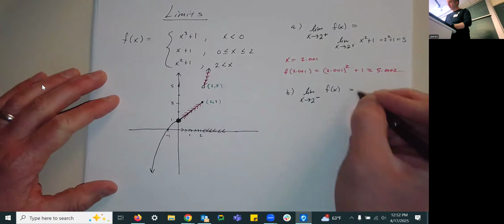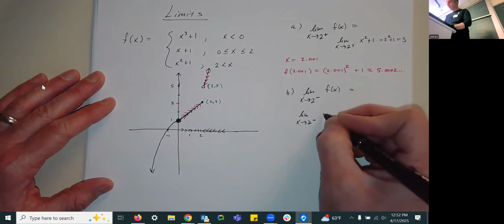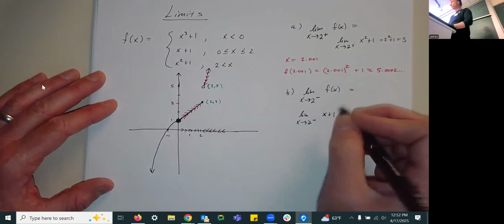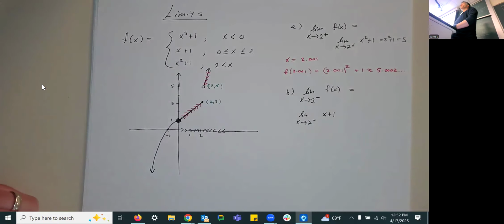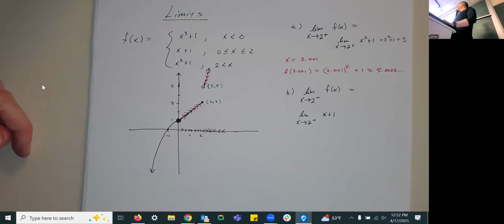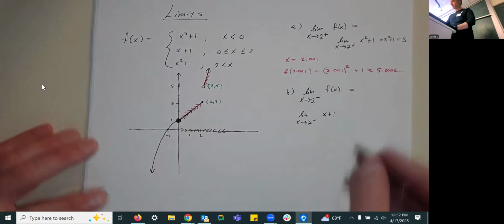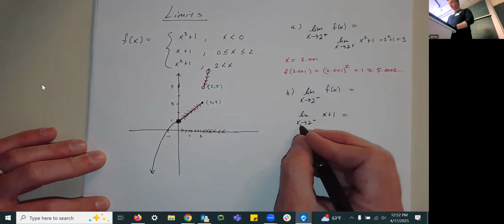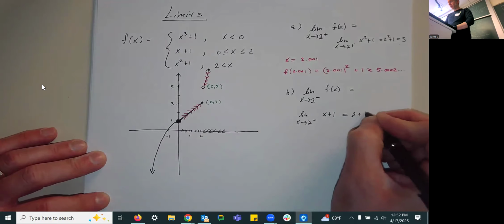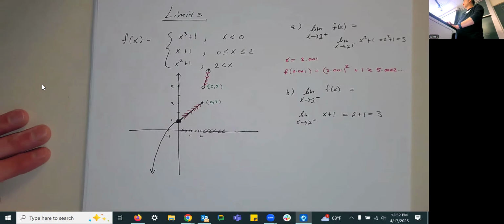So we can replace this with the limit as x approaches 2 from the left of x plus 1. And you'll hear this a lot when you're evaluating a limit: if you can just plug in the value that x is approaching and get a real number result, that is almost always the correct answer. There are some rare exceptions, but we don't usually encounter those. So if I plug in 2 for x, I get 2 plus 1, which is 3. So the limit as x approaches 2 from the left-hand side is 3.